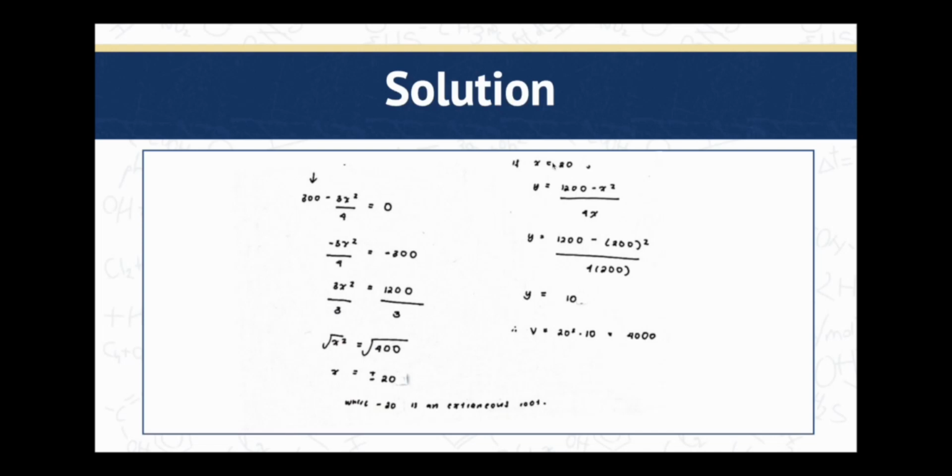So if our x is 20, that means that our y will be equal to 10. And the maximum volume will be x squared times y, where x is equal to 20 and y is equal to 10, and that would give us 4,000 cubic centimeters.